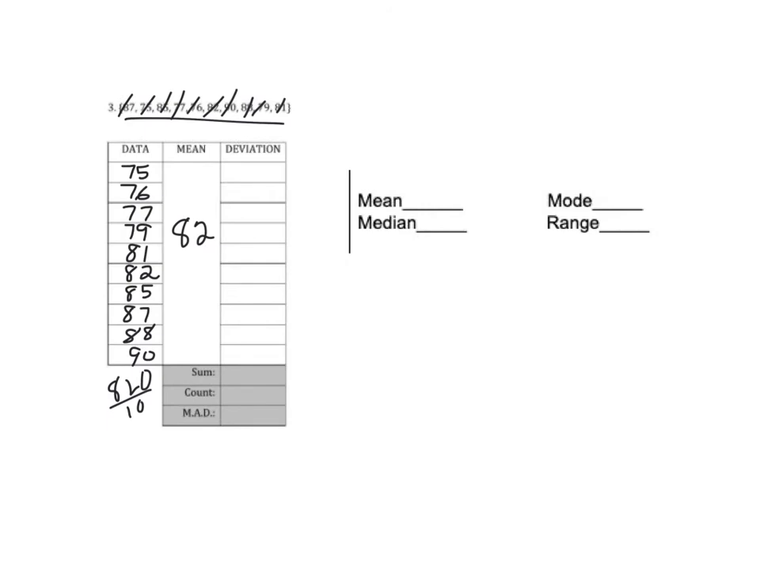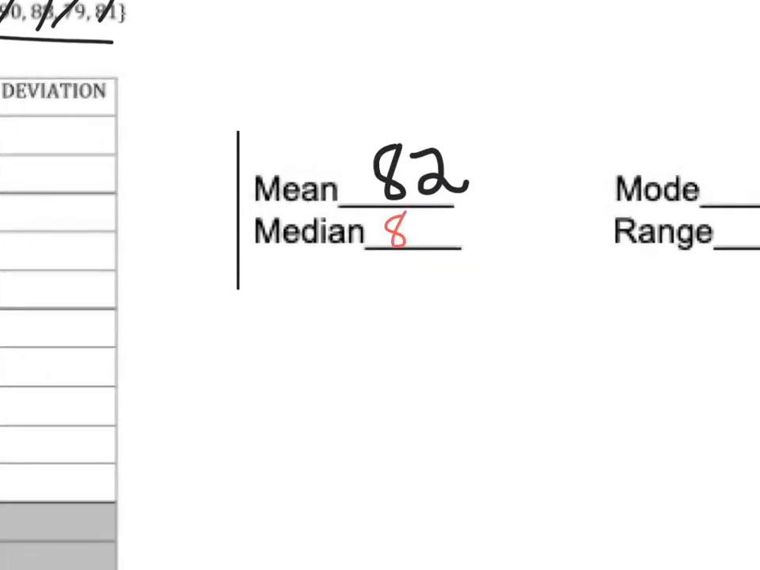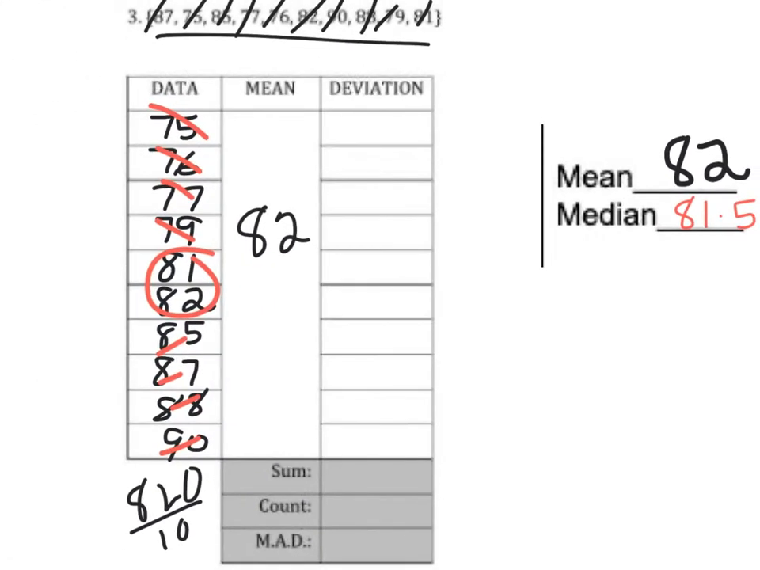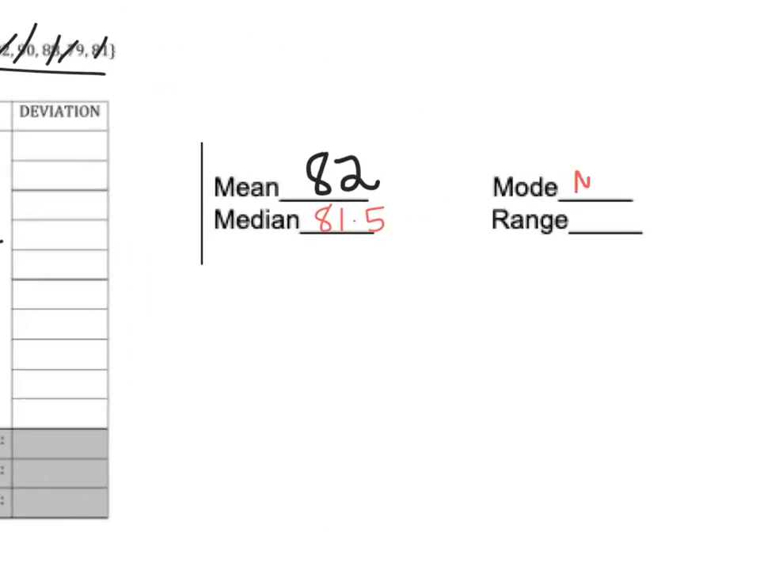Now right here on this part, I'm going to write 82. The median is the number that's in the middle. So I'm just going to go 1, 2, 1, 2, 1. What's between 81 and 82? Just add those together, 81 plus 82 divided by 2, is going to be 81.5. So the median will be 81.5. The mode, the value that appears the most, well, I don't see any repeating data. So none.